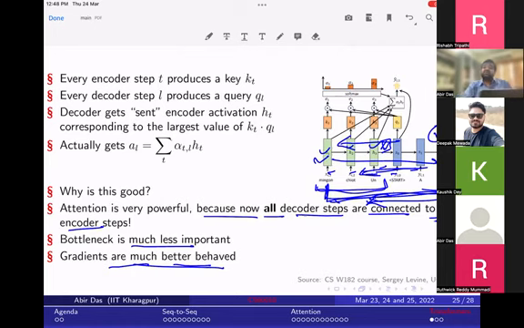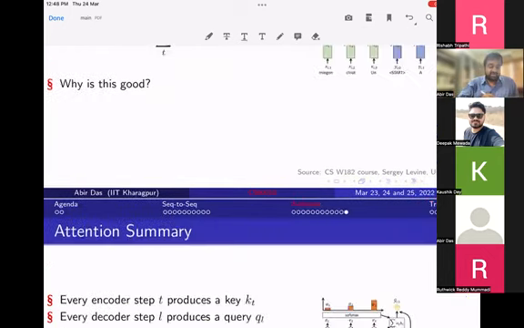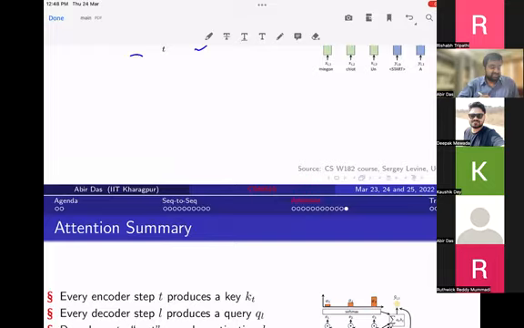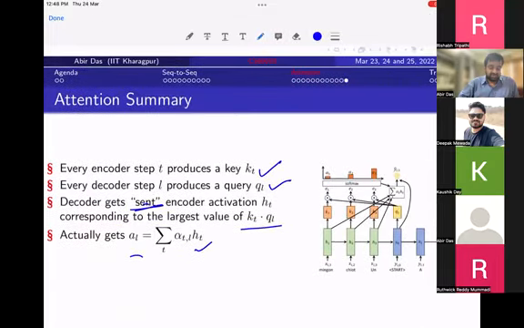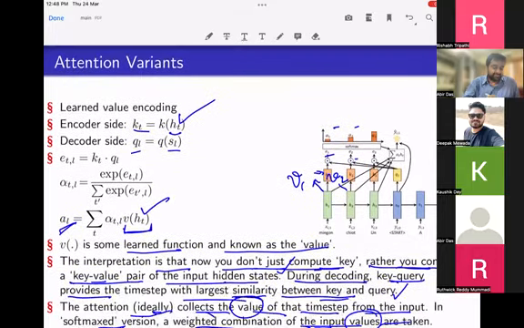Sir, hello, sir. Can you explain how the values are generated? I got lost in that. Yeah, it's basically the same as how the keys are generated. It is just another function. If you see, key is a function of HT. From HT you get the key. Maybe one variant, as I was saying, is WK into HT.